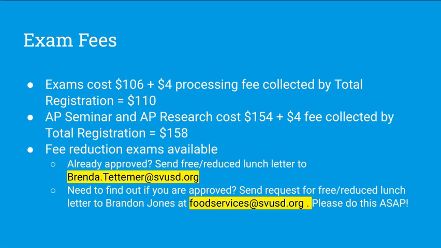Now that you're aware of both steps of the process, let's talk about the cost of the AP exams. This year, each AP exam costs $106 plus a $4 processing fee collected by Total Registration. This equals $110 for each AP test. For AP Seminar and AP Research, the test costs $154 plus a $4 registration fee for a total of $158.